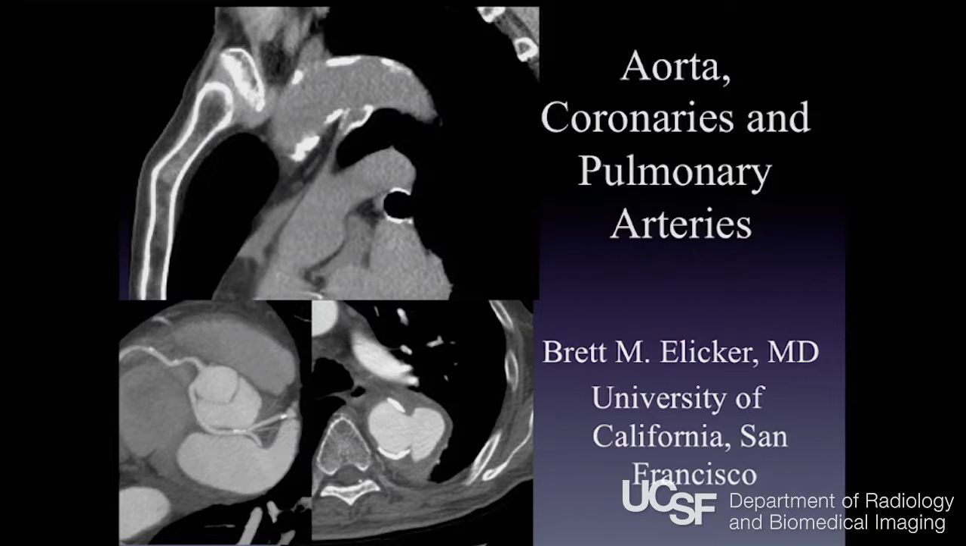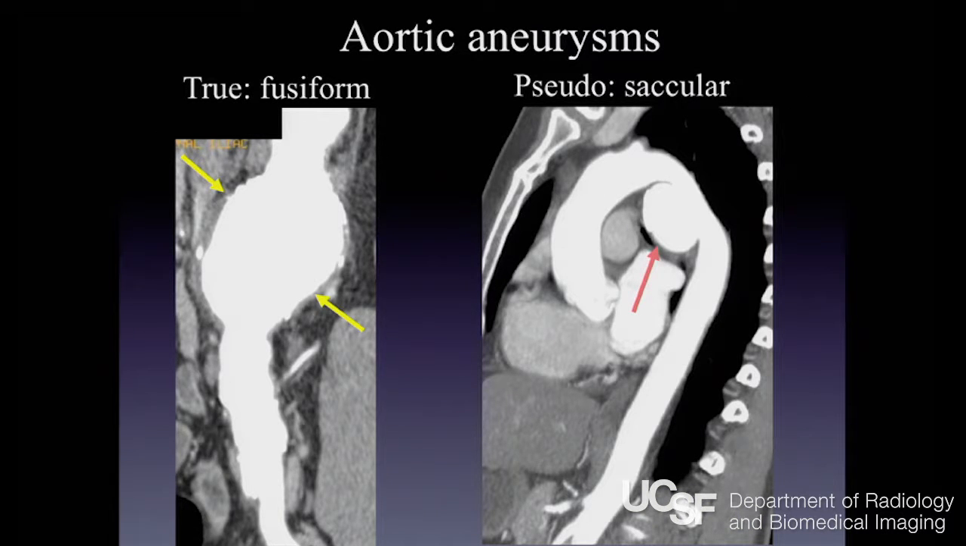Okay, so we're going to touch on some of the highlights. It's hard to do all of this due credit within 30 minutes, but we're going to touch on some of the highlights and a few of the controversies involving the major vessels in the chest. Let's start with the appearance of aneurysms.